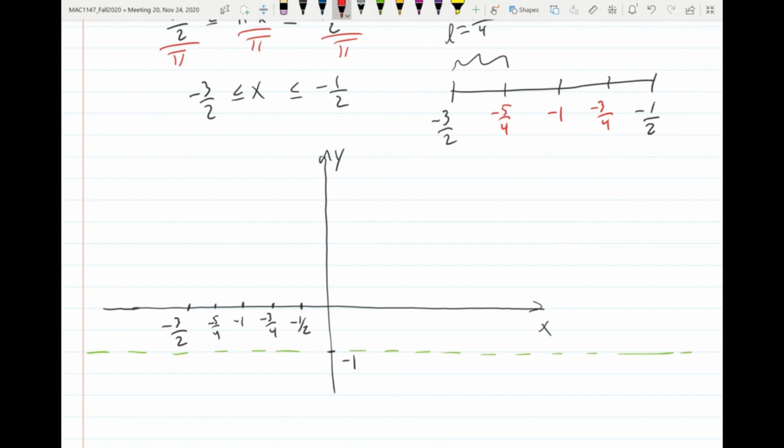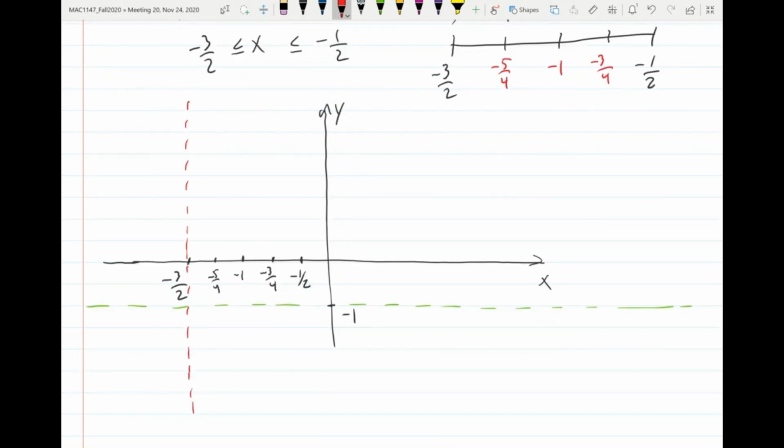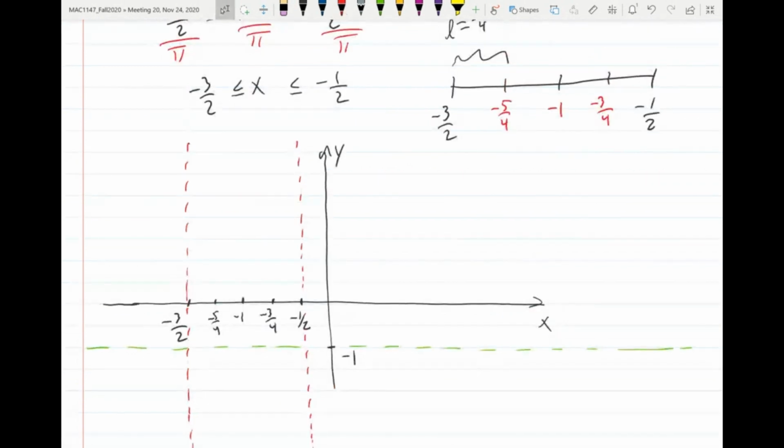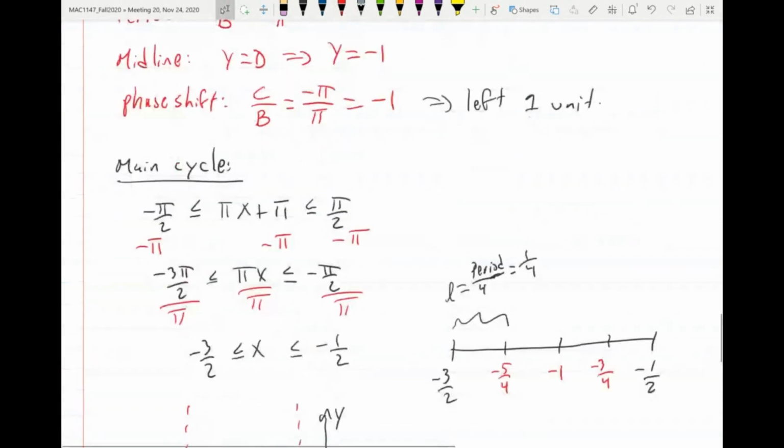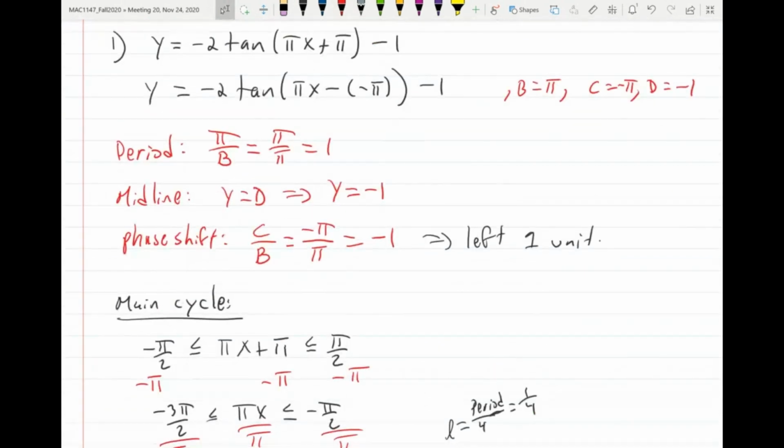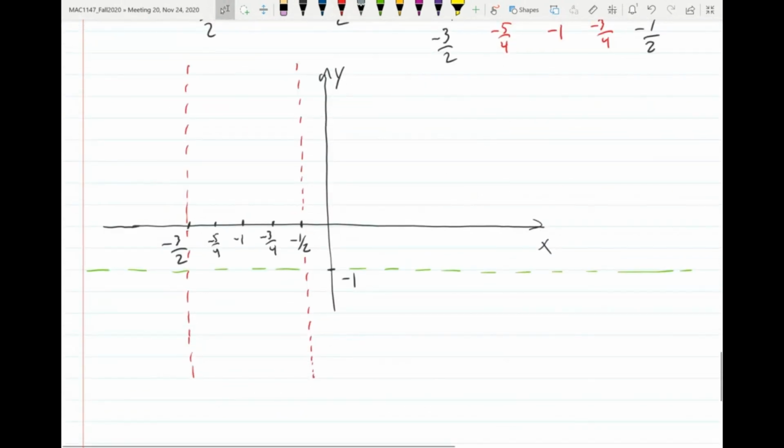Okay, so remember we're gonna have vertical asymptotes at the beginning of the period, and we also have a vertical asymptote at the end of the period, because our tangent is always between this pair of vertical asymptotes, right? The main cycle. And now we're gonna put our points. Let's see. Do we have any other information? No, that's it. So remember, we always begin from -infinity.